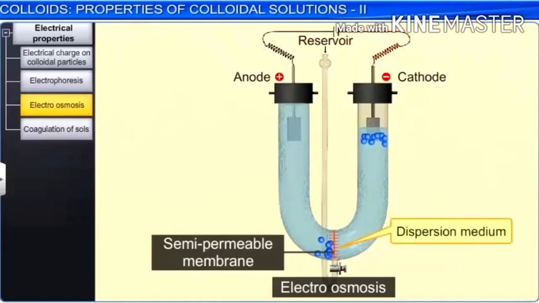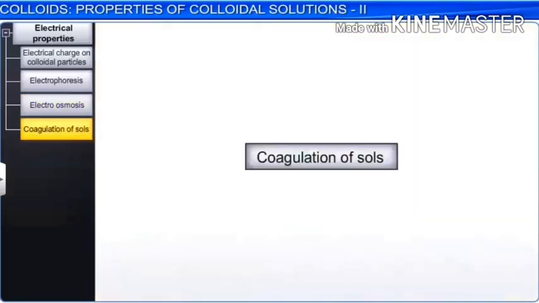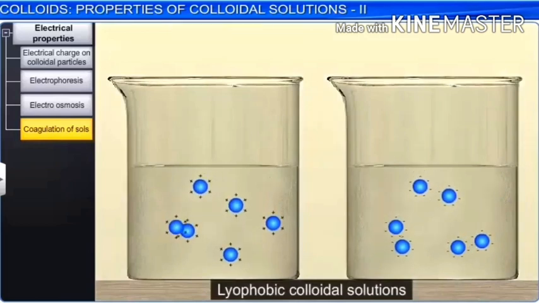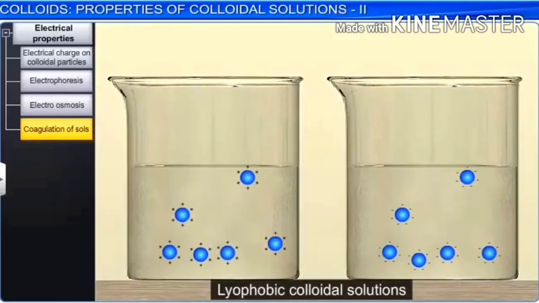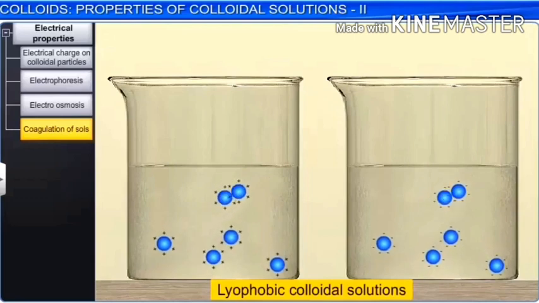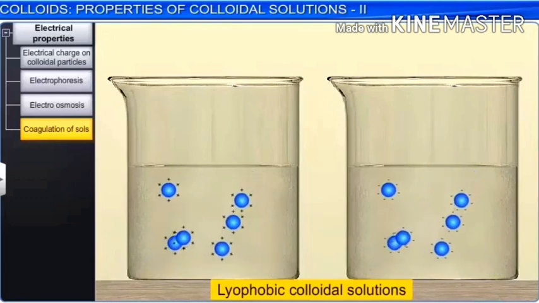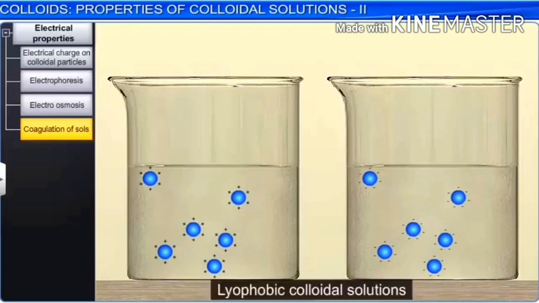So the next property of the colloid that we are going to study is the coagulation of salts. Coagulation, which we also call precipitation or flocculation. These are the three terms that we use. We know that the presence of charge on the colloidal particles is one of the reasons for the stability of the colloidal solution. Since the charges are present on the colloidal particles, these particles cannot come closer. They will repel each other.